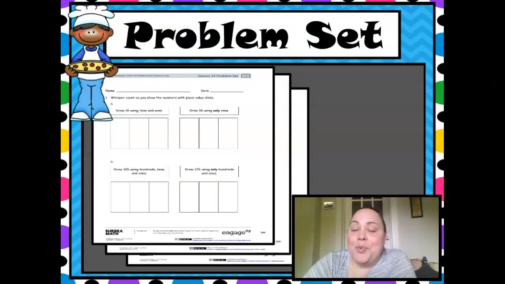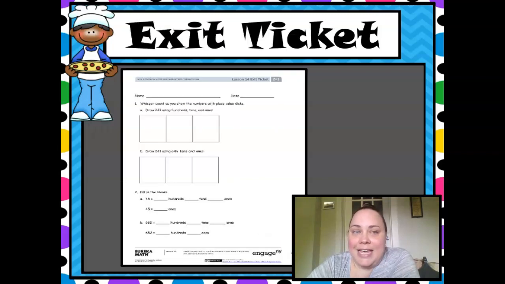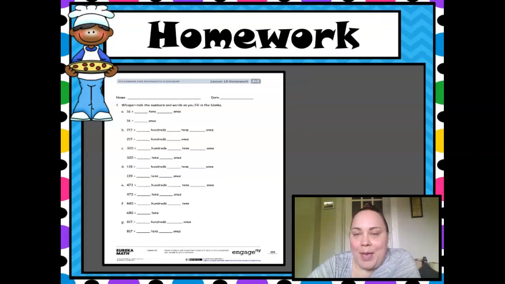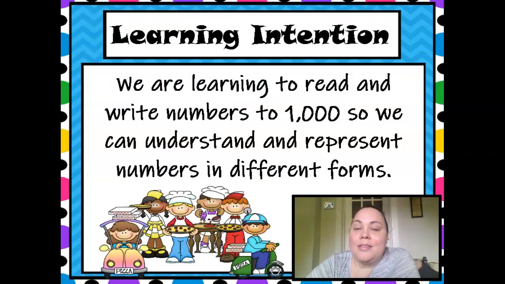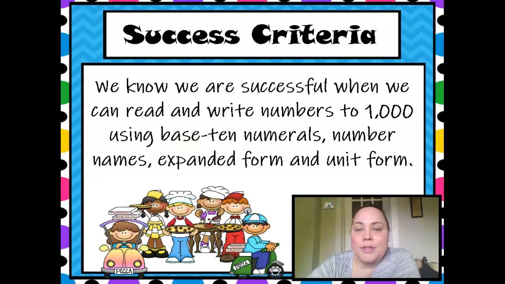So today you have your problem set where you can practice these skills, your exit ticket, and a homework page. So we were learning to read and write numbers to 1,000 so we can understand and represent numbers in different forms. And we know we are successful when we can read and write numbers to 1,000 using base 10 numerals, number names, expanded form, and unit form. And if you have any questions about any of those forms, make sure to ask your teacher.